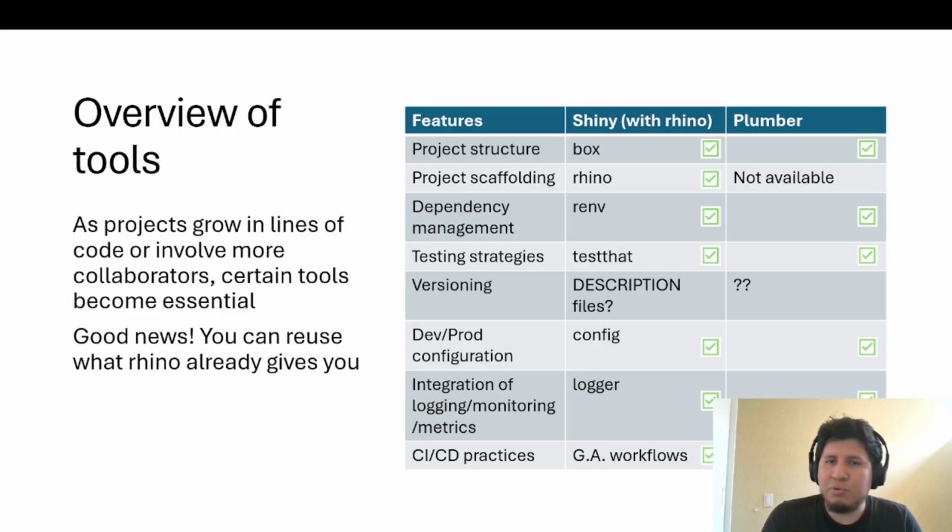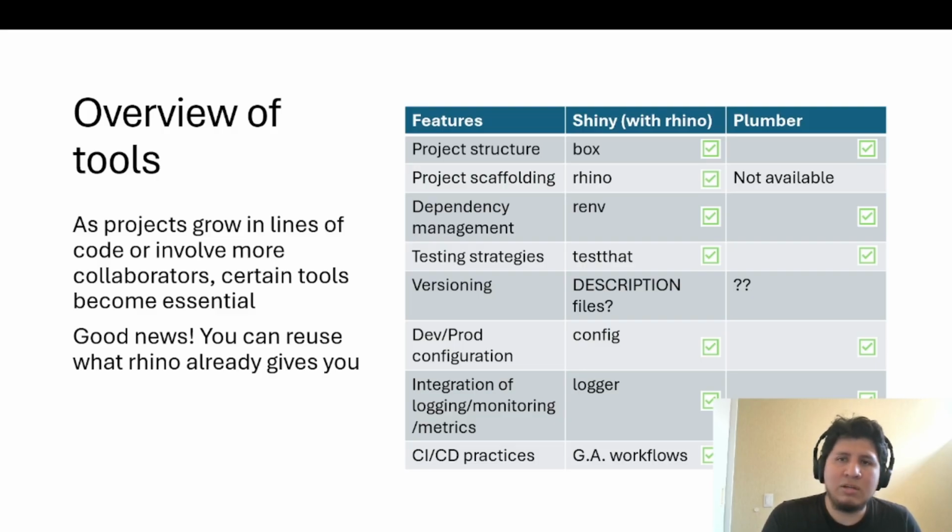So for project structure, for Rhino, you can use the box structure that I already showed you, as wide and as deep as you want it. The scaffolding means that when you initialize your project, you will get an application or a folder structure. When you initialize with Rhino, you can get this.